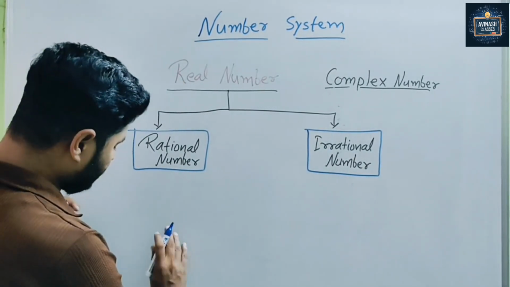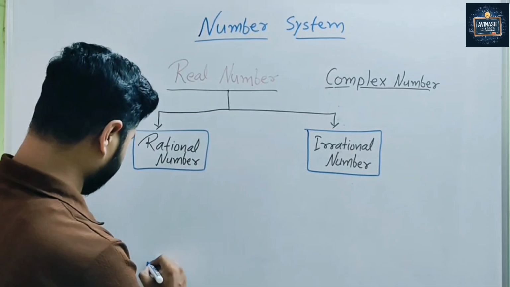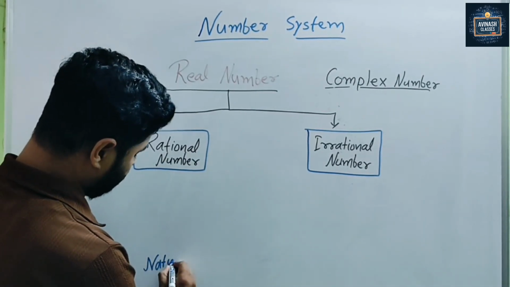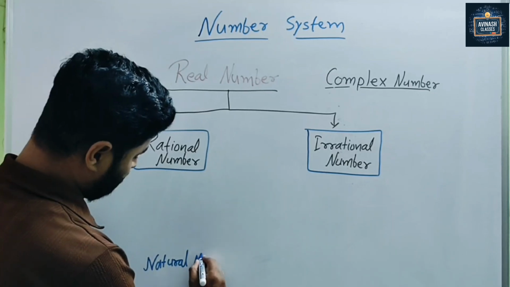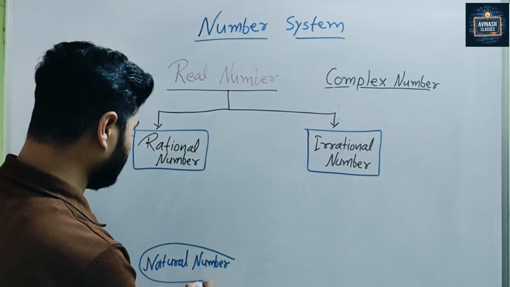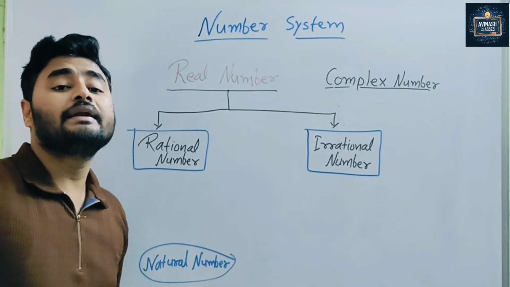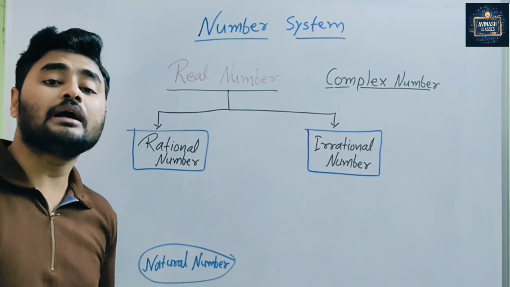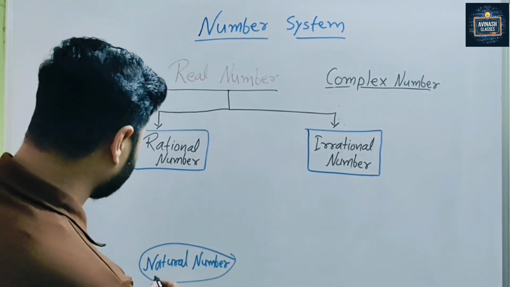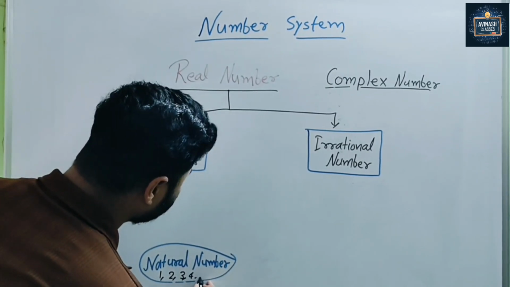It starts with which number? I write here: it starts with natural number. Which number, sir? Natural number. Sir, what is natural number? Sir, counting numbers are called natural numbers. So counting numbers start with 1. Please remember, counting numbers start with 1. So 1, 2, 3, 4, till endless.